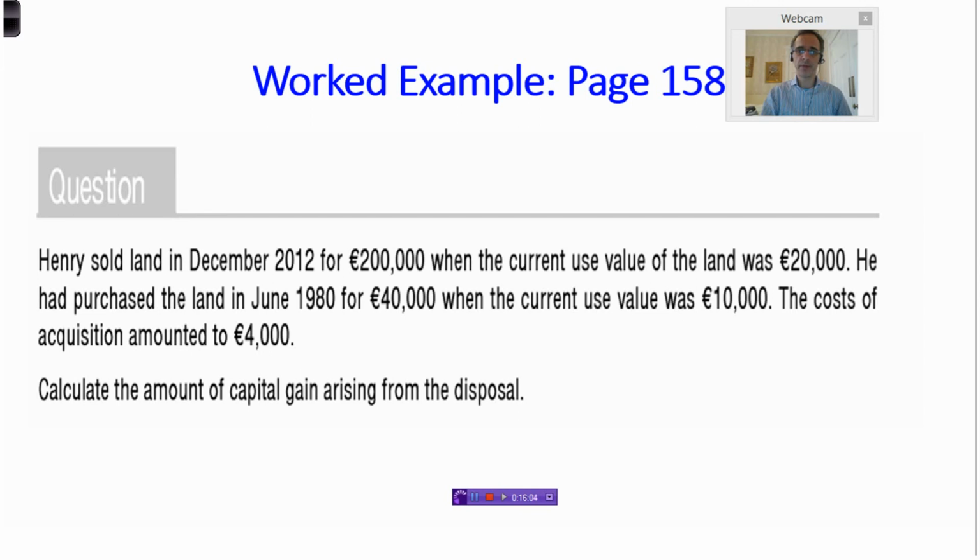Okay, so what you'll see within this question is that you're not actually told that it's development land as such, but you are unusually given some current use values which are different from the other values. So in other words, Henry sold land for 200,000 when the current use value was 20,000. Slightly unusual when you think about it. Why would he be selling at an increased value? Well, the reason is that this is development land.